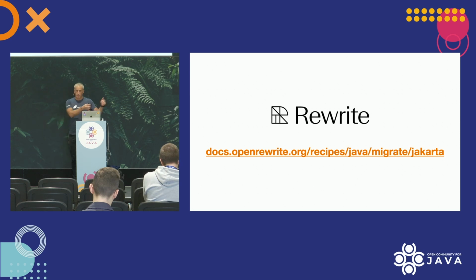There are also recipes for Spring specifically, because the migration from Spring Boot 2 to Spring Boot 3, or Spring Framework 5 to 6, is more than just the Jakarta namespace. They also had some breaking changes. And there are Open Rewrite recipes for that as well. Or you can create your own company internals.